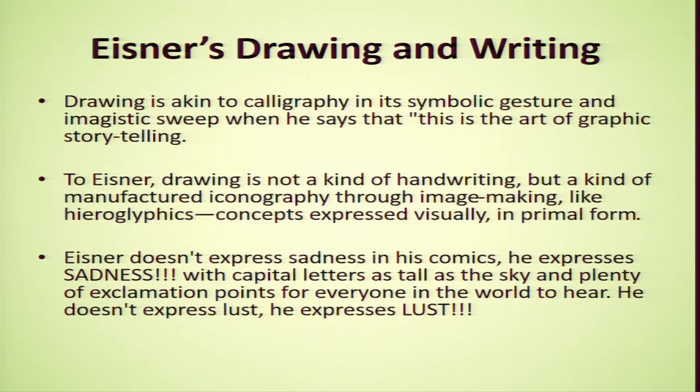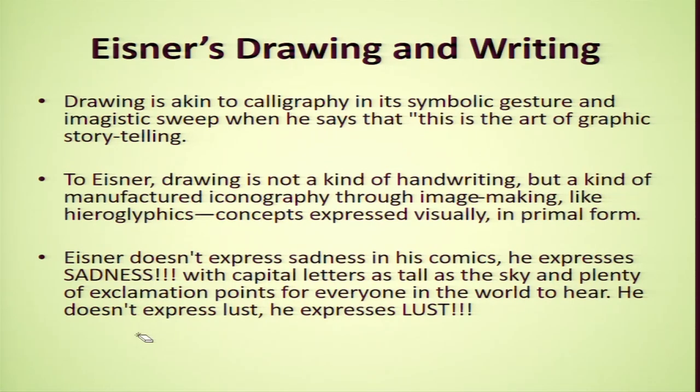So in this book, Comics and Sequential Art, what Eisner says about drawing is, drawing is akin to calligraphy, right? Drawing is akin to calligraphy in its symbolic gesture and imagistic sweep. When he says that, this is the art of graphic storytelling, so the codification becomes in the hands of the artist an alphabet with which to make an encompassing statement that weaves an entire tapestry of emotional interaction.